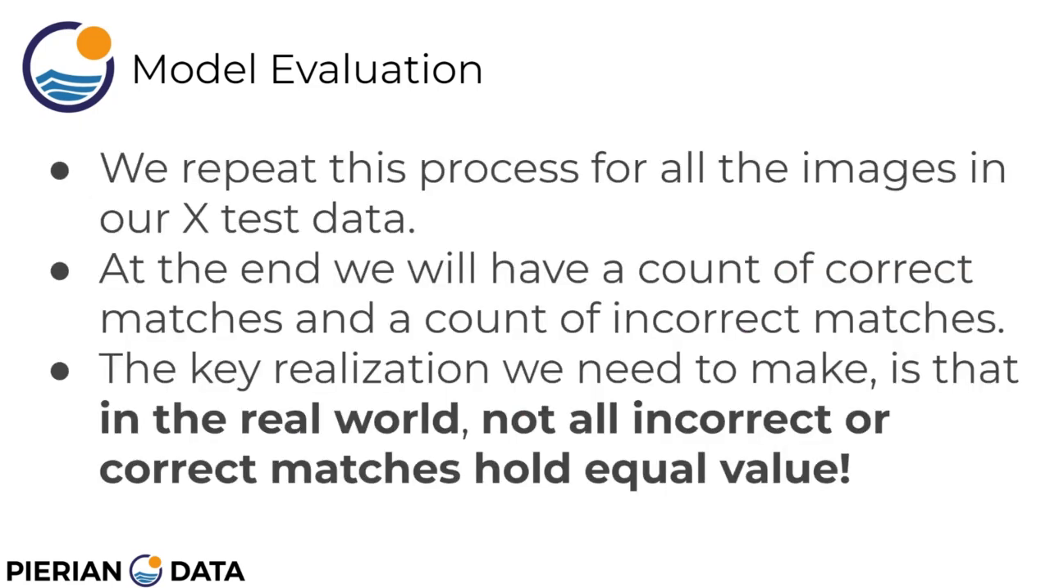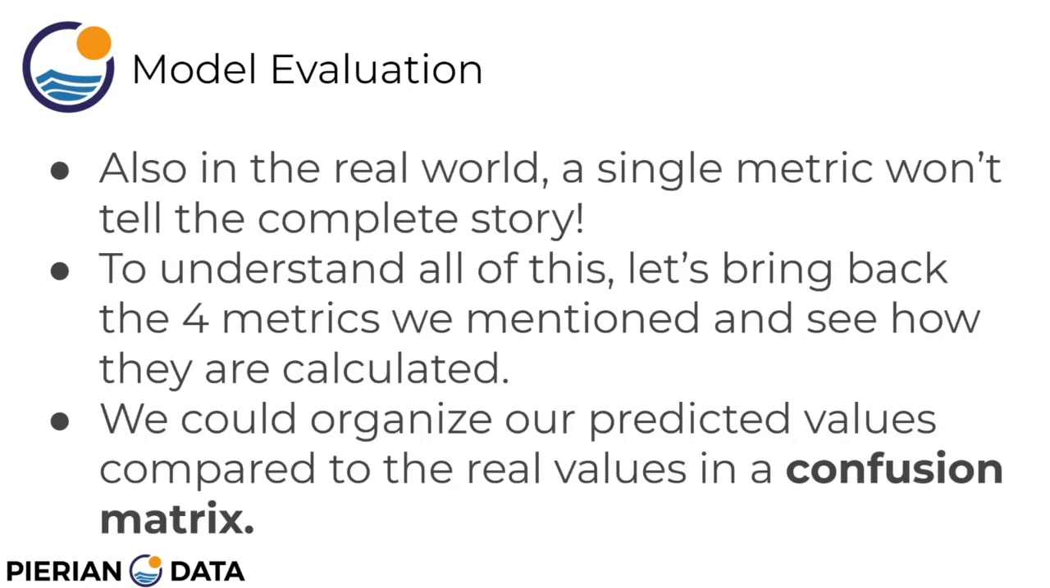So we'll repeat this process for all the images in our X test data. And at the end, we will have a count of correct matches and a count of incorrect matches. And the key realization here that we need to make is that in the real world, not all incorrect or correct matches hold equal value. So let's hone in on what we mean by that. In the real world, a single metric won't tell the complete story. And to understand all of this, let's bring back those four metrics we mentioned and see how they're actually calculated. We could organize our predicted values compared to the real values in what is known as a confusion matrix.